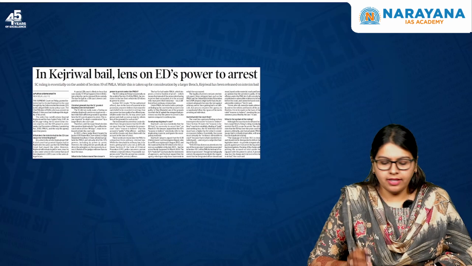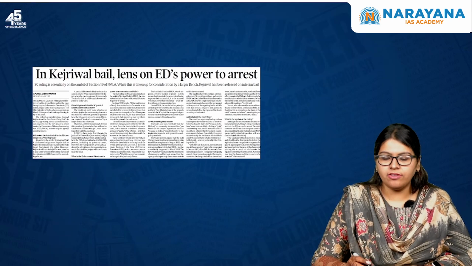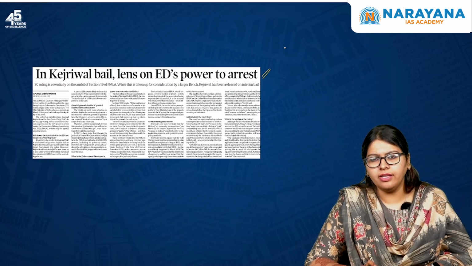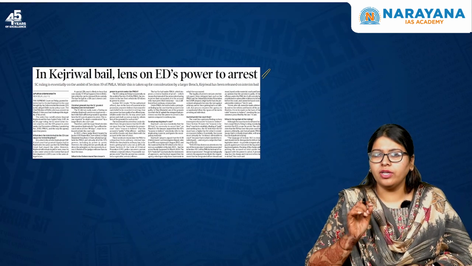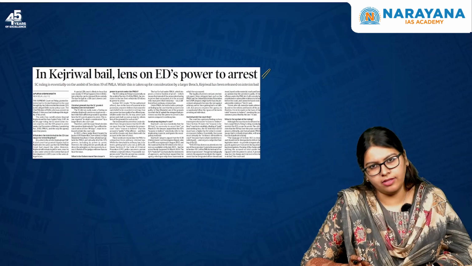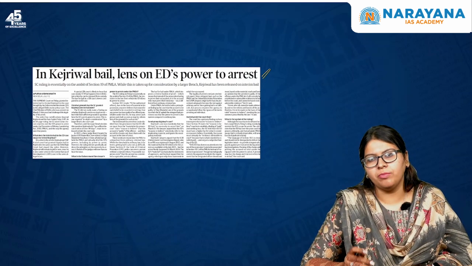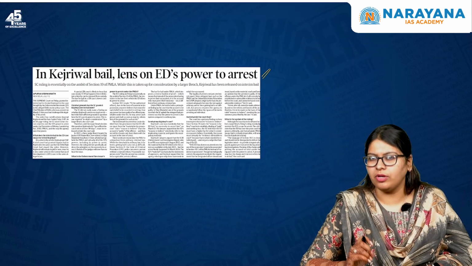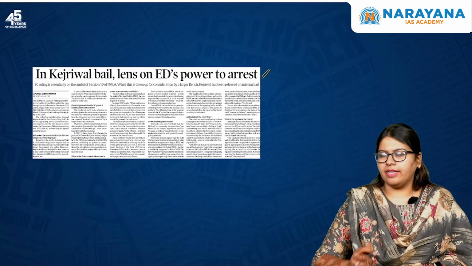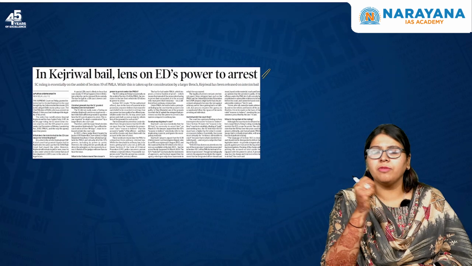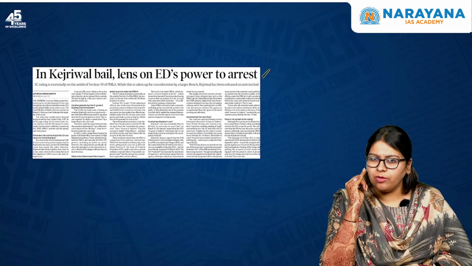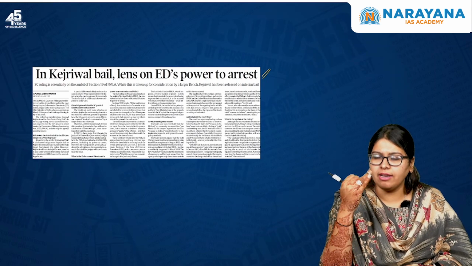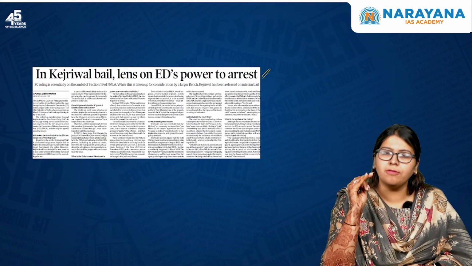The next article that we'll be discussing is Kejriwal bail lends focus on ED's power to arrest. In this particular article, we'll be discussing the Supreme Court granting interim bail to Mr. Arvind Kejriwal in a case brought by the Enforcement Directorate in the alleged Delhi excise policy scam. From the exam perspective, what is important is to understand what the Enforcement Directorate is, and what provisions have been given for it to make an arrest under the PMLA Act.